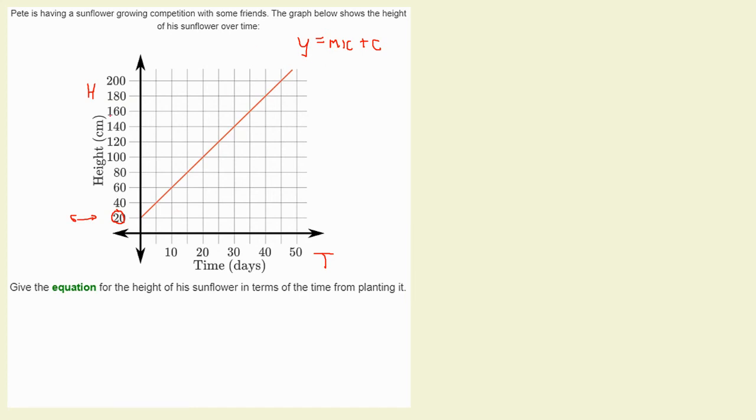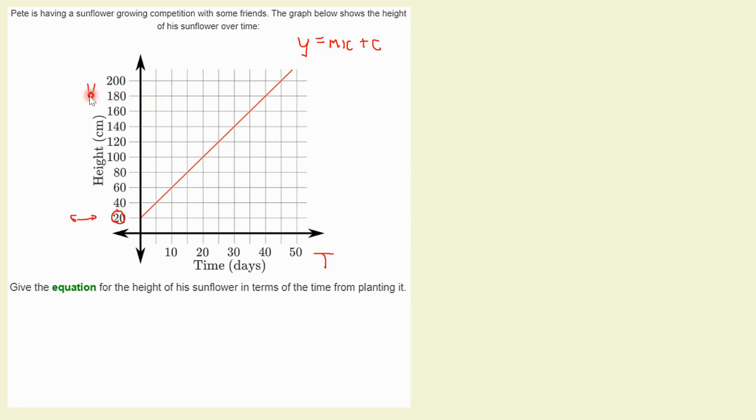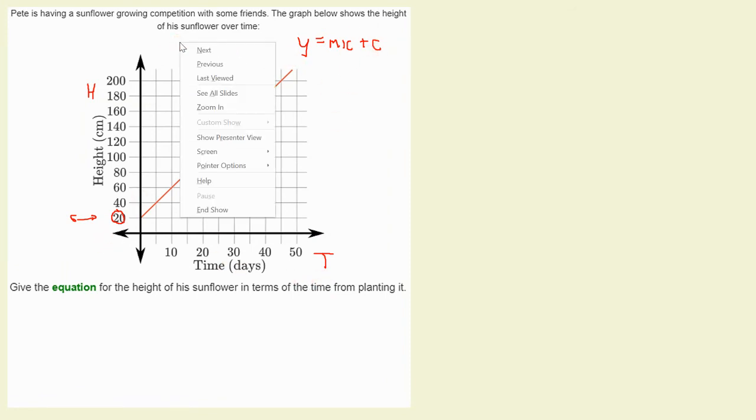I need to get the gradient. Remember, instead of y here, I'm calling that h, and instead of x, I'm calling that t. Instead of the y, we've called that h because it makes more sense for height, and instead of x, we've called that t because it makes sense for the time. The constant c is 20. We've worked that out. So back to our pen.